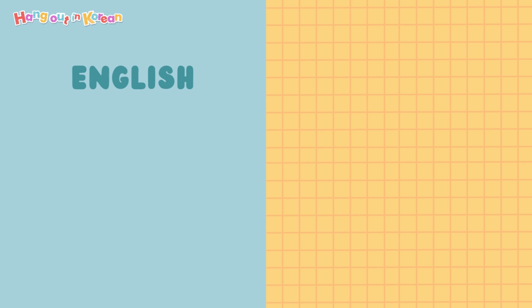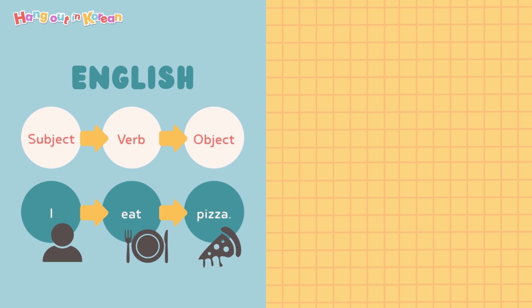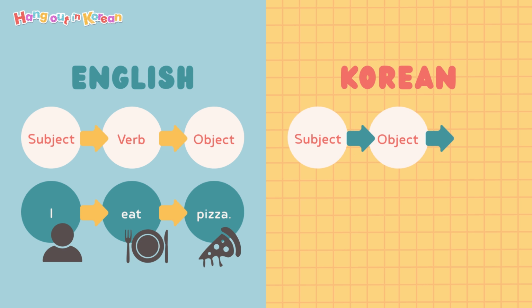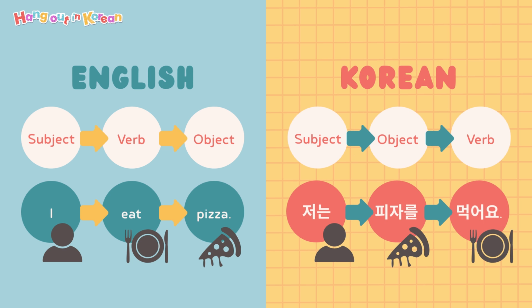Let's start with how Korean and English organize information differently. In English, subject, verb, object. I eat pizza. In Korean, subject, object, verb. 저는 피자를 먹어요.